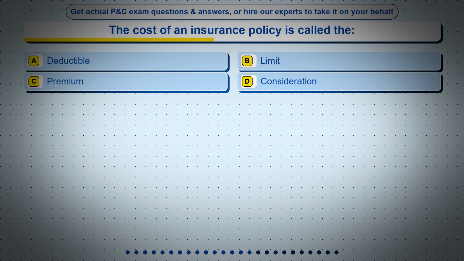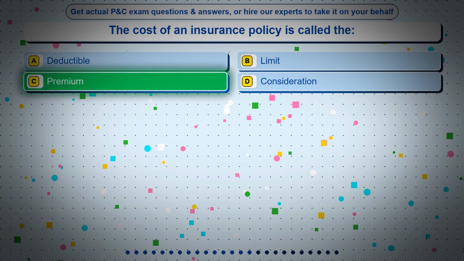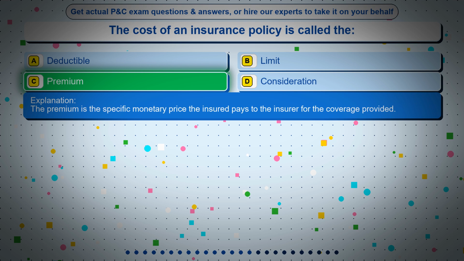Question 15. The cost of an insurance policy is called the: Option A, deductible. Option B, limit. Option C, premium. Option D, consideration. The correct answer is option C, premium. The premium is the specific monetary price the insured pays to the insurer for the coverage provided.